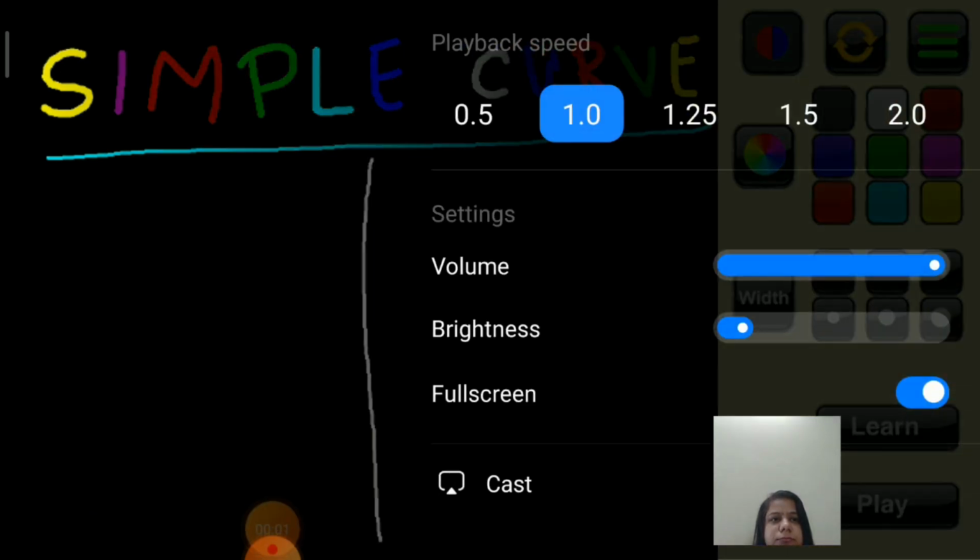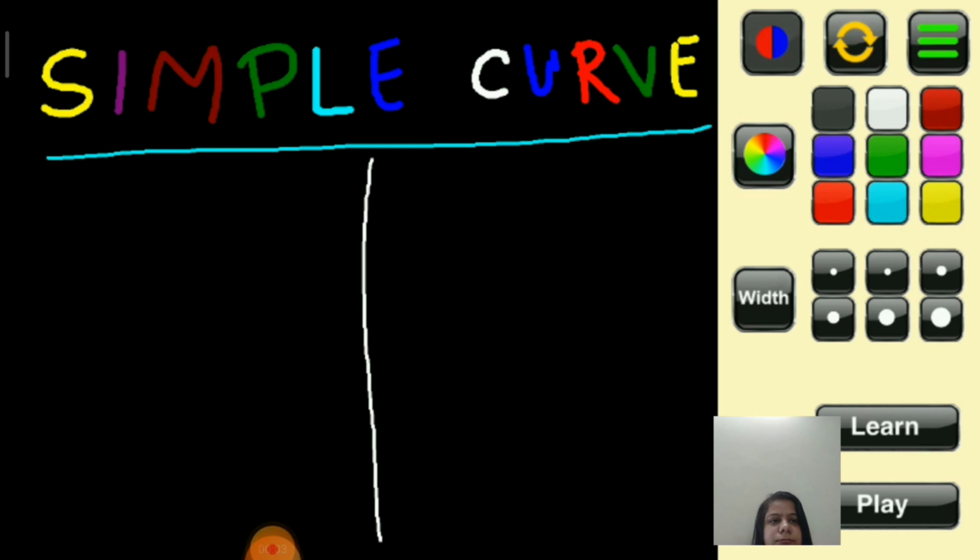Okay, now we will discuss what a simple curve is. As I told you earlier, whatever we doodle on a piece of paper, a curve which does not cross itself is called a simple curve. Let's see, if I do it like this, this does not cross itself, so this is a simple curve.